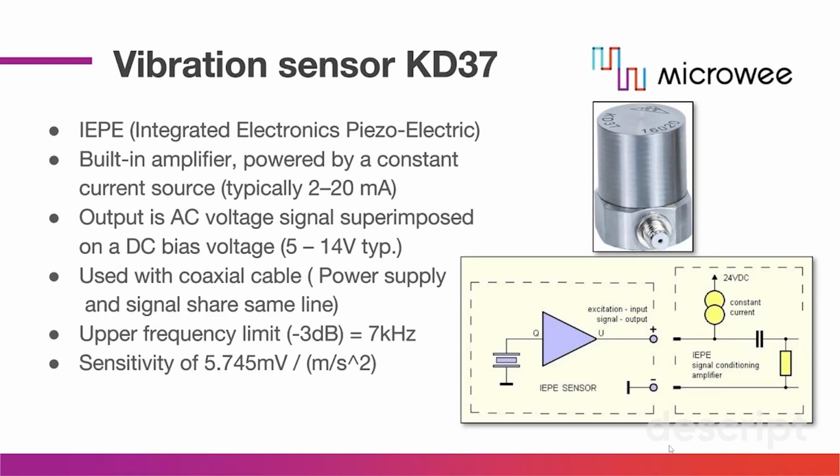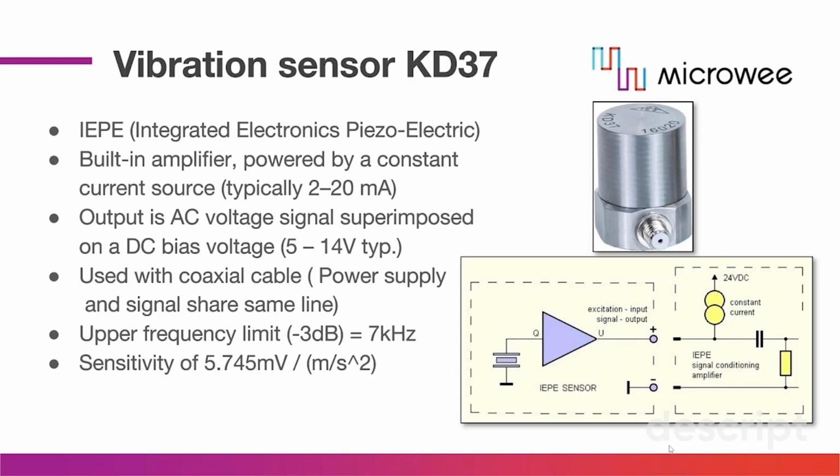Now let's talk a bit about the vibration sensor used. It is the KD37 integrated electronics sensor. It requires a DC supply voltage of 5 to 14 volts and it sinks 2 to 20 milliamperes. The connection is made via a coaxial cable and the upper frequency limit is 7 kilohertz.